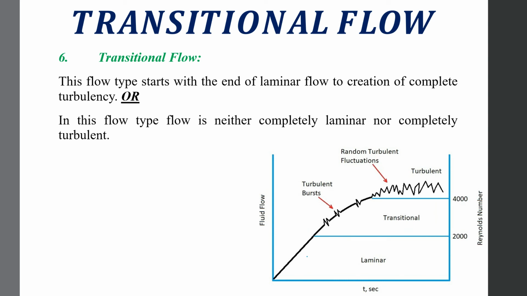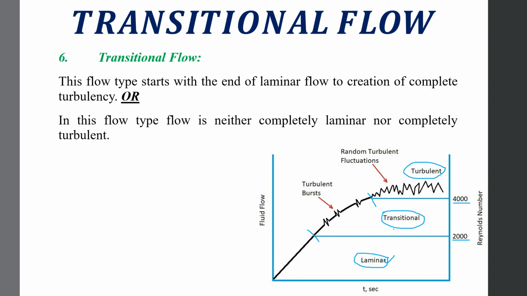So in this figure, you can see from this line to this line, Reynolds number is varying from 2000 to 4000. It means that when Reynolds number's value is from 2000 to 4000, the flow is neither turbulent nor laminar. Then what will the flow type be? This will be transitional flow.